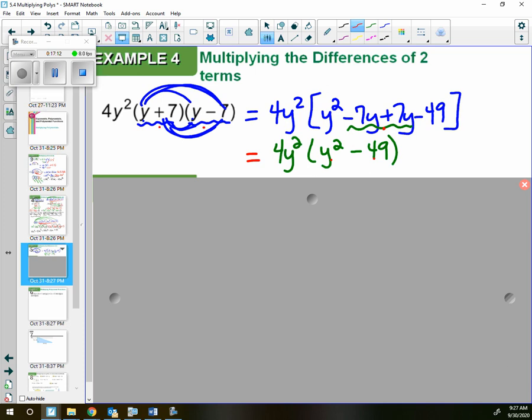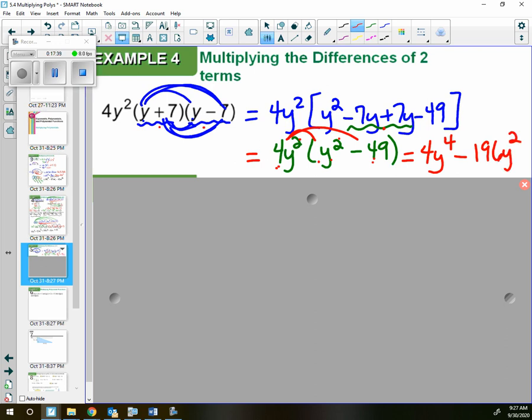Now, to finish this one up, we do still need to distribute through that leading coefficient term, that 4y squared. So we're going to go ahead and do that. So 4y squared times y squared would be 4y to the what? 2 more of them would be y to the 4th. And then we've got 4 times 49, so I need to multiply those 2 together. And it's a positive times a negative, so go ahead and type that in. So 4 times 49, 196, and then y squared.